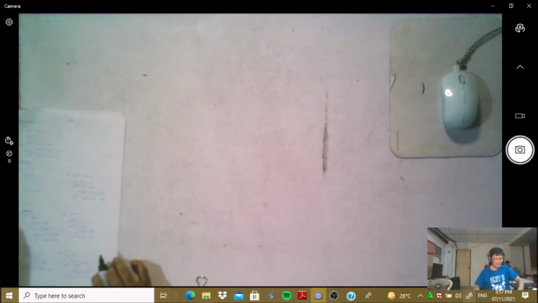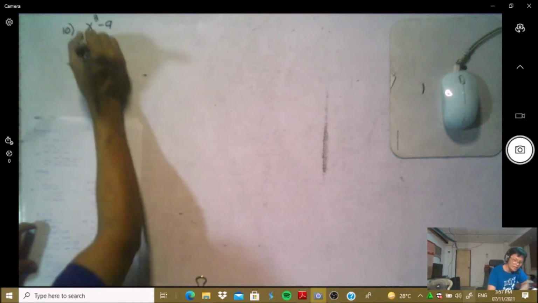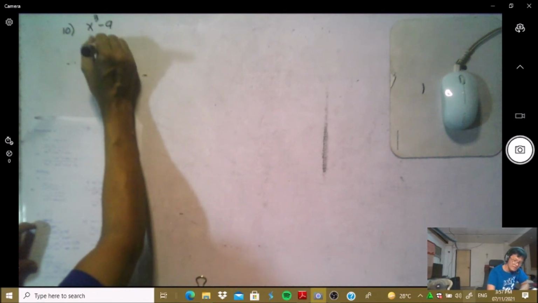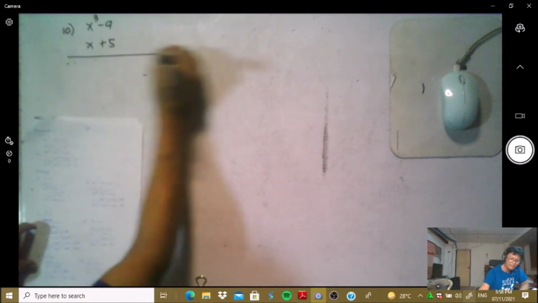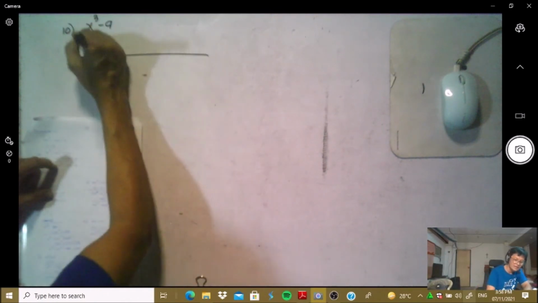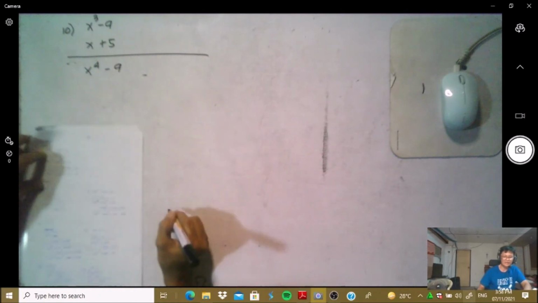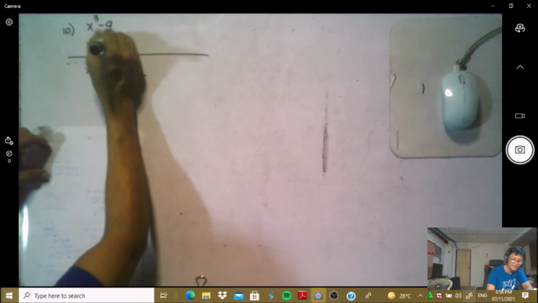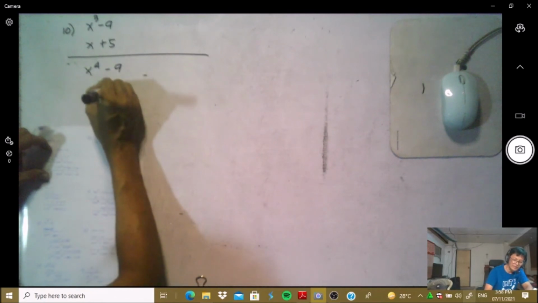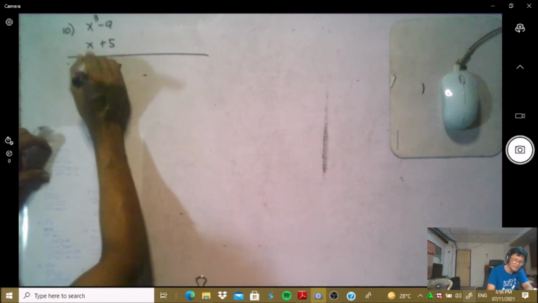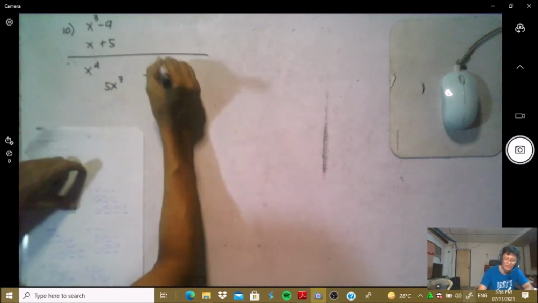Okay. So we are now on number 10. So for number 10, we have x cubed minus 9 multiplied by x plus 5. Okay, again, we have x times x cubed is equal to x to the fourth. Then x times negative 9 is minus 9x. Okay, then we have 5 times x cubed is equal to 5x cubed, and this will be next to x to the fourth. So we have to move negative 9x somewhere here.